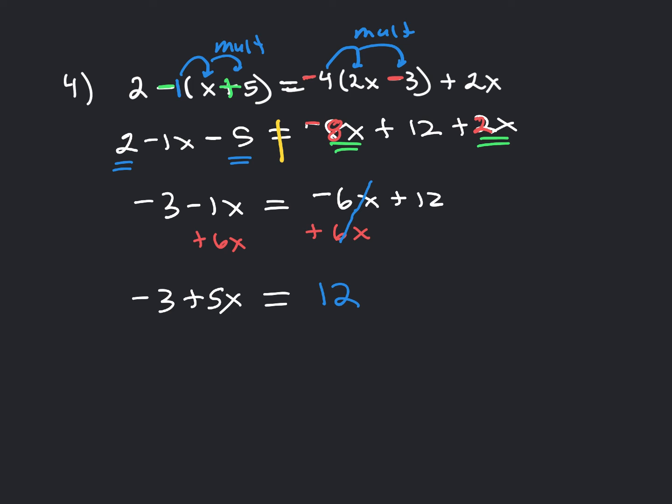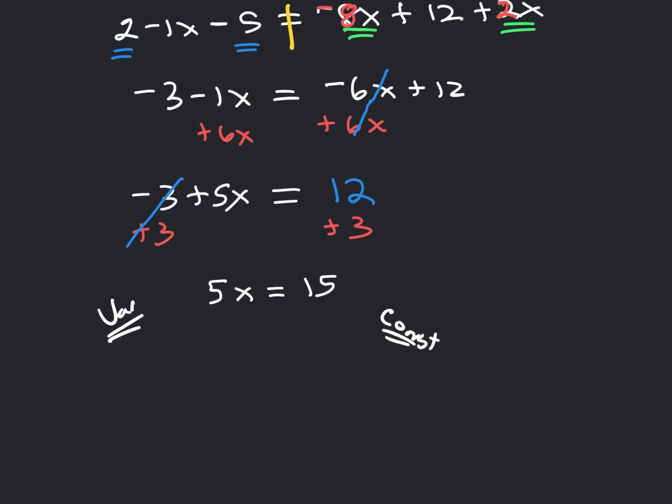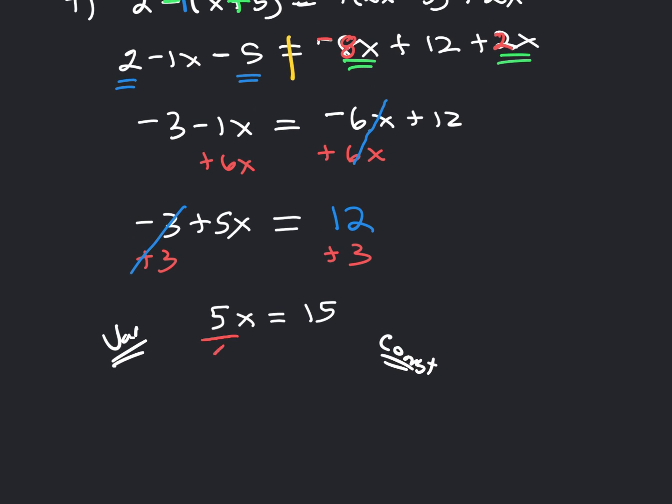Now I can zero out the negative 3 by adding 3 to both sides, because a negative 3 and a positive 3 is 0. And that leaves me just 5x on the left-hand side. And then 12 plus 3 is 15. Now that I have all the variables on one side of the equals and all the constants on the other side, which was my goal, now I can divide both sides by 5 to get x equals 3.